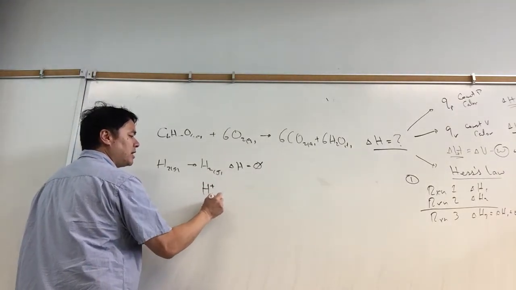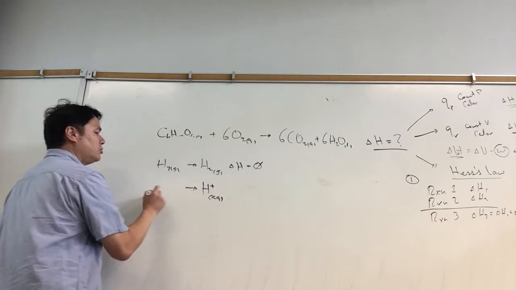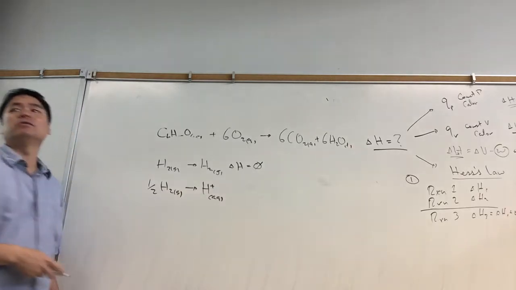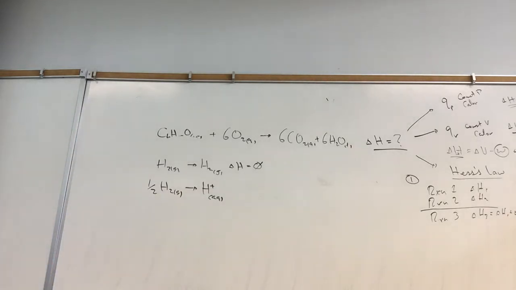If we form H plus aqueous from H2 gas, so to balance this, we'll need half a mole of H2 gas, and then we'll form 1 mole of H plus aqueous. This is going to be 1 mole of solution because it's standard. These are all under standard conditions. So we form 1 mole of H plus aqueous from half a mole of H2 gas.